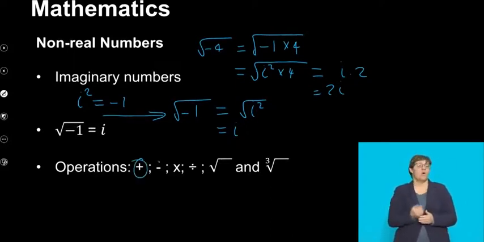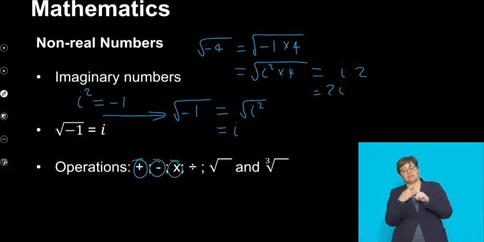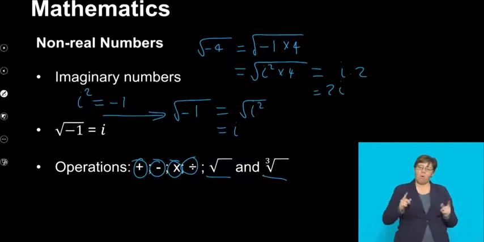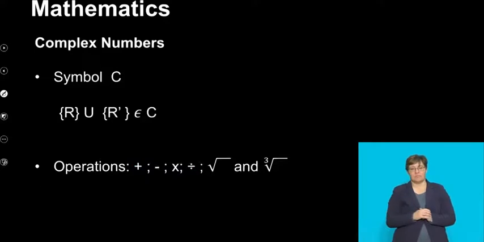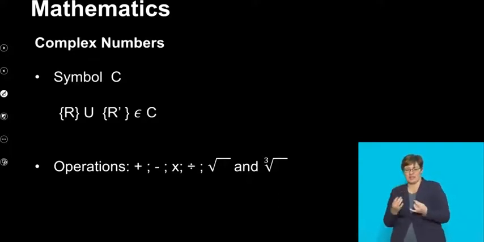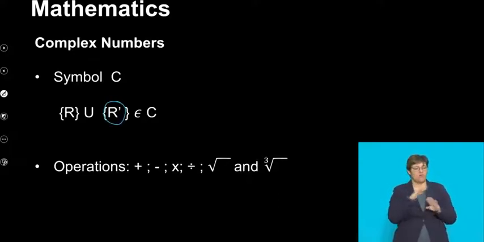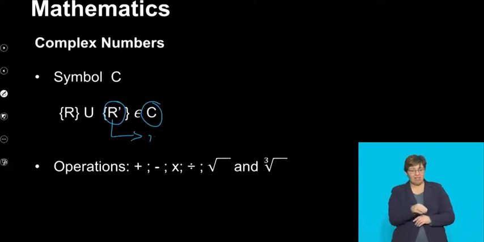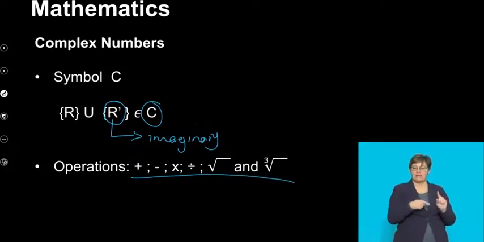And the operations that we use here are plus, minus, times, divide, square root, and the cube root. So more like all the operations. And then we also have what we call the complex numbers. The complex numbers will be the combination or the union of real numbers and non-real numbers, right? So this is more like non-real numbers. We call them complex numbers. And these non-real numbers, remember we said these are the same as imaginary numbers. These are imaginary. And then the operations, we still use all the operations.